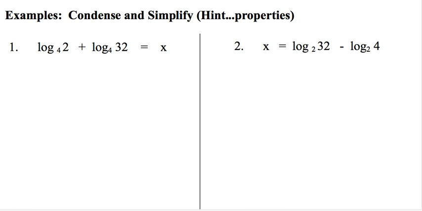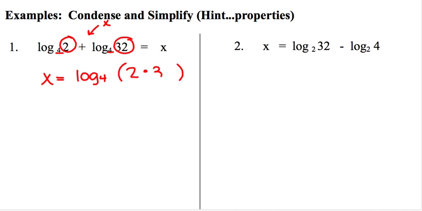Okay. So what we have is two logarithms on problem 1, and they are both of the same base. They are both base 4. So the operation in between them is a plus symbol. So if you want to combine them back together, you can condense them by multiplication. So x equals a logarithm base 4, and now what multiplies together is the 2 and the 32. Now we'll continue simplifying. So 2 times 32 is 64.